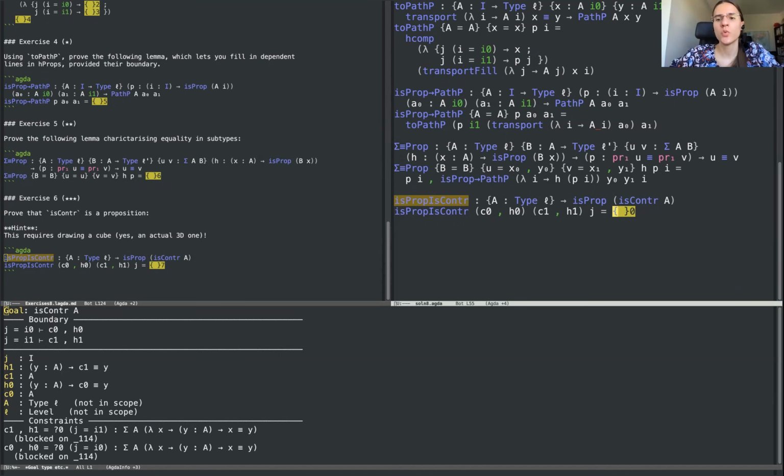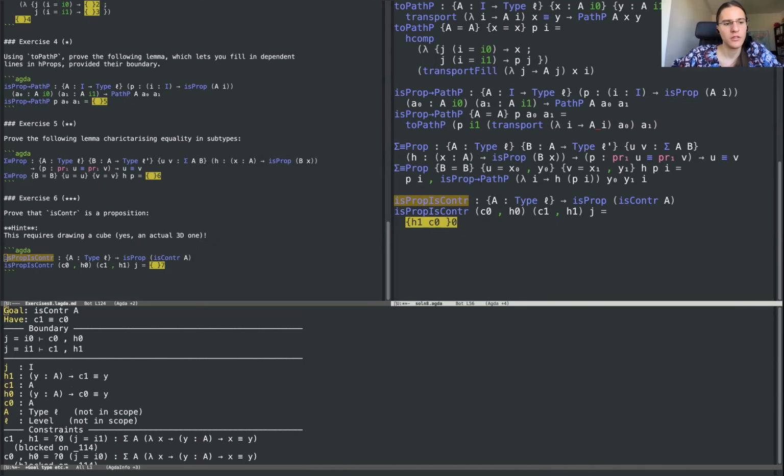Then what I can do is I can say, well, okay, sure. How do I connect C0 to C1? Well, I could do something like H1 of C0, or H0 of C1. And then I need to fill in the second component with something else. Let's make this an I abstraction.